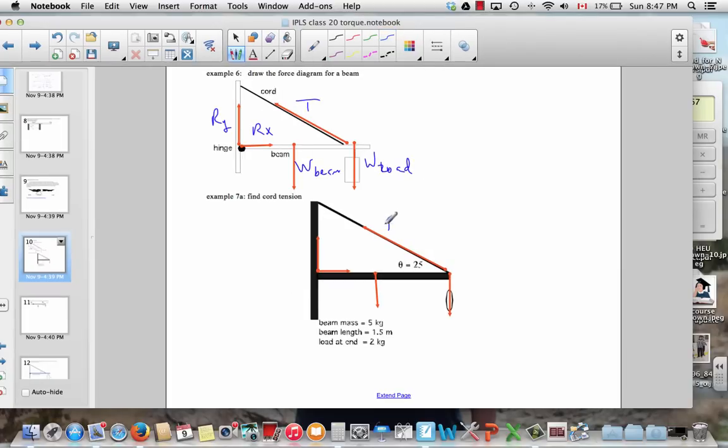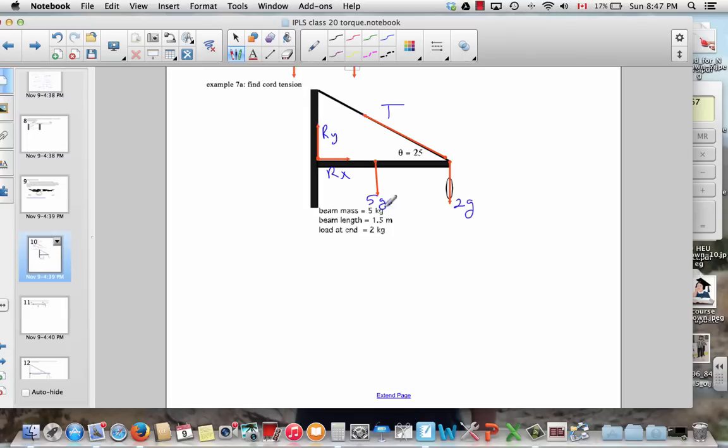the wall. So this is 5 G's of weight, or 49 newtons. This is 2 G's of weight, or 19.6 newtons. So here's reaction y and reaction x. Now, this will be our pivot point for the purposes of the torque equation.